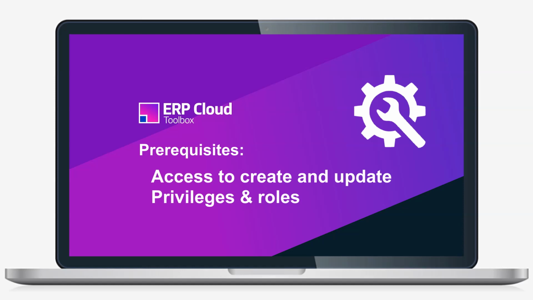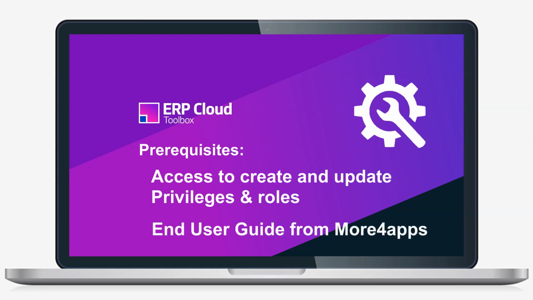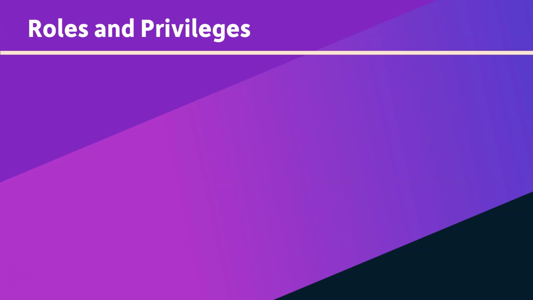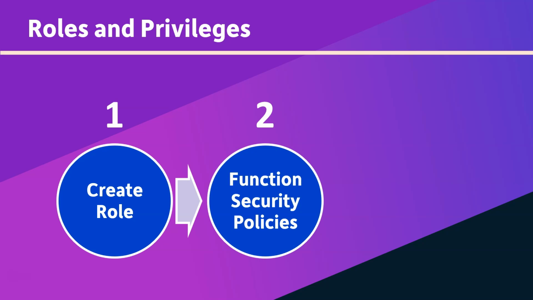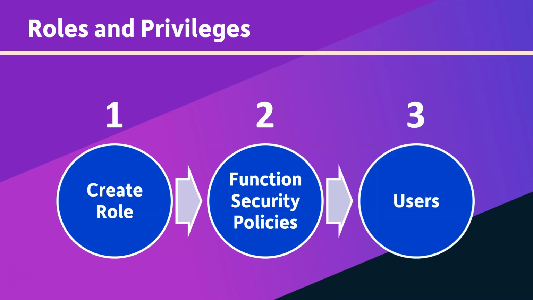Prerequisites, you just need to be able to create and update privileges and roles in your instance. And of course, a copy of the end user guide from More4apps. So in a brief summary of what we need to do, there's three simple steps you need to create your roles and privileges. One, we need to create the role. We recommend you use a custom role, not a seeded role. Second, you need to add your function security policies to the role. Now these function security policies you want to tie tightly to the integrators that the end user is using. And finally, you need to assign the users to the role you've created.